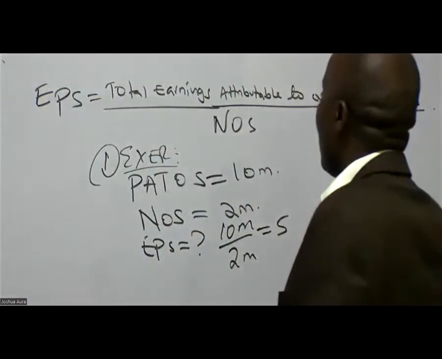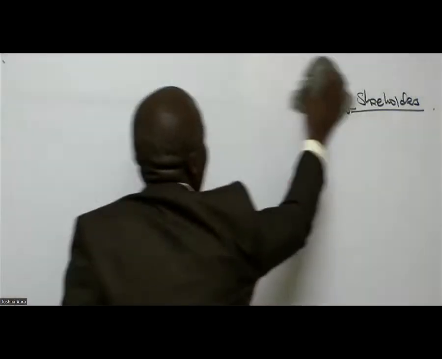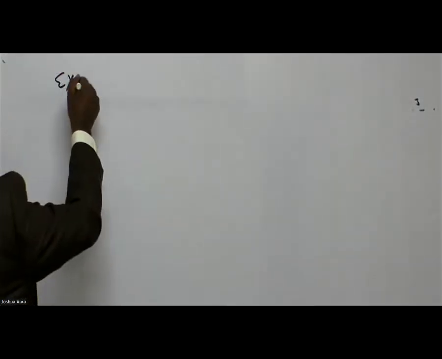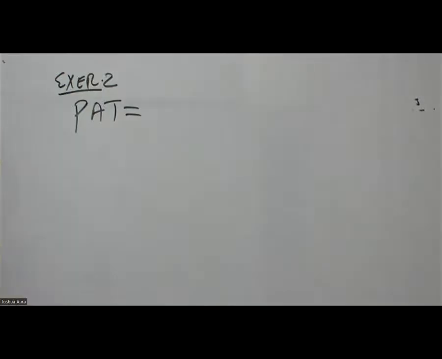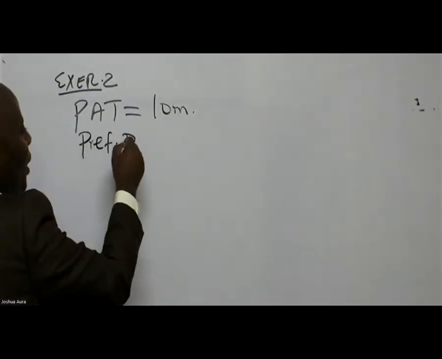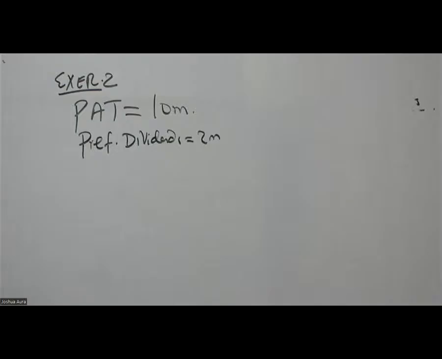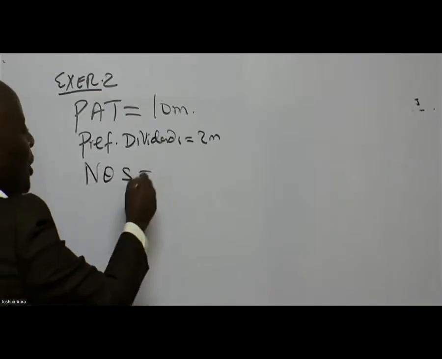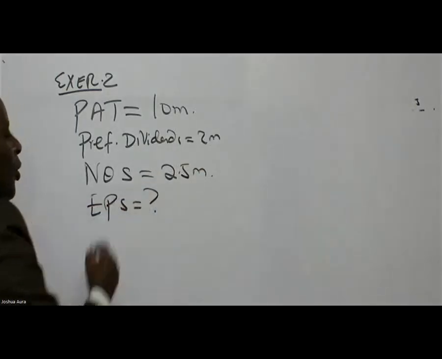Example 2, ladies and gentlemen, this guy has done something very wonderful here. We have profit after tax, given as 10 million. And then we have preference dividends of 2 million. And we have number of ordinary shares of 2.5 million. They want you to calculate EPS.